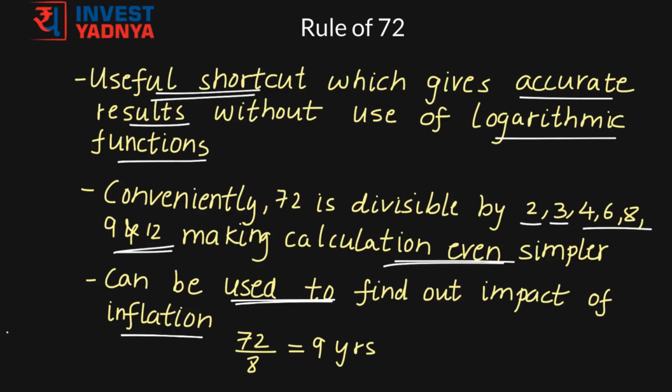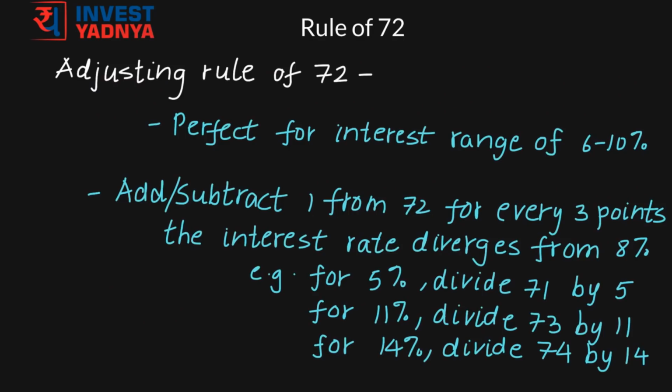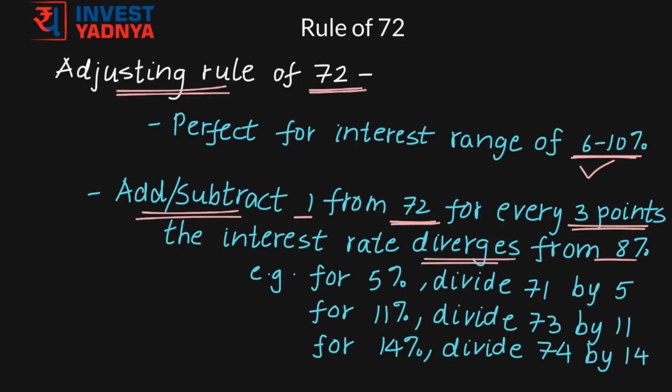If inflation is at 8%, then the given amount of money would be half its worth in as much as 9 years. As we said, the rule of 72 is an approximation, so it needs some adjustment whenever the interest rate is out of the range of 6 to 10%. The rule works perfectly for an interest rate range of 6 to 10%. You should add or subtract 1 from 72 for every 3 points of interest rate deviation from 8%.